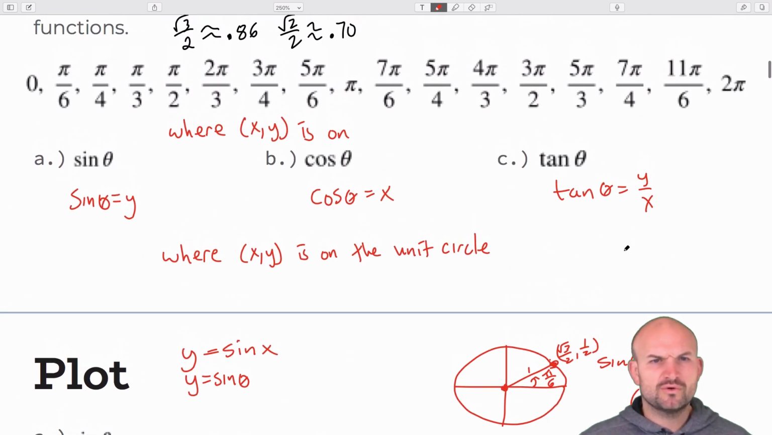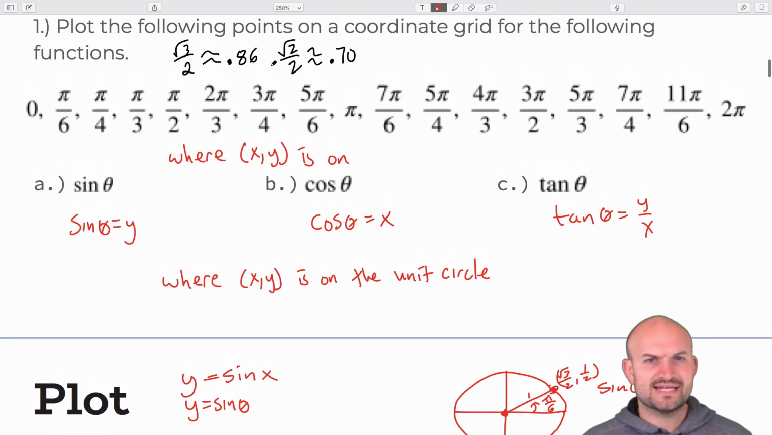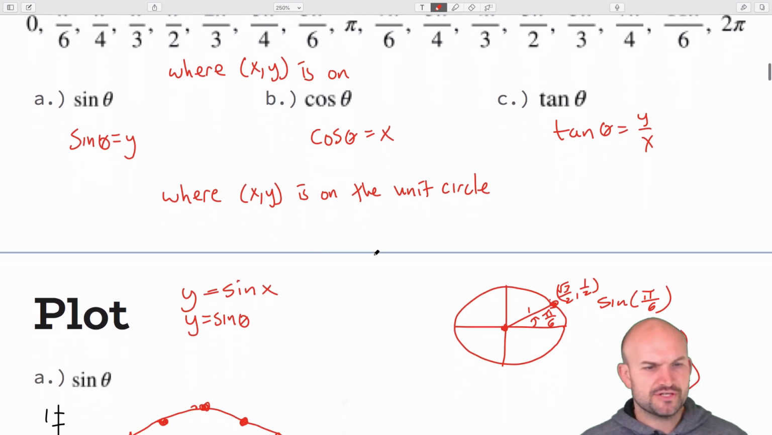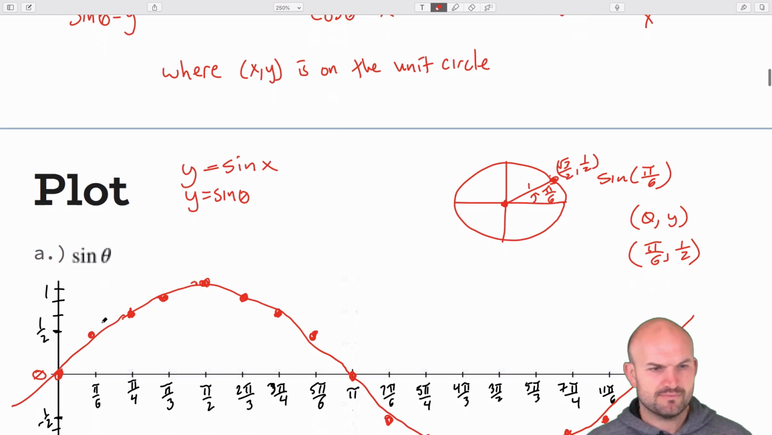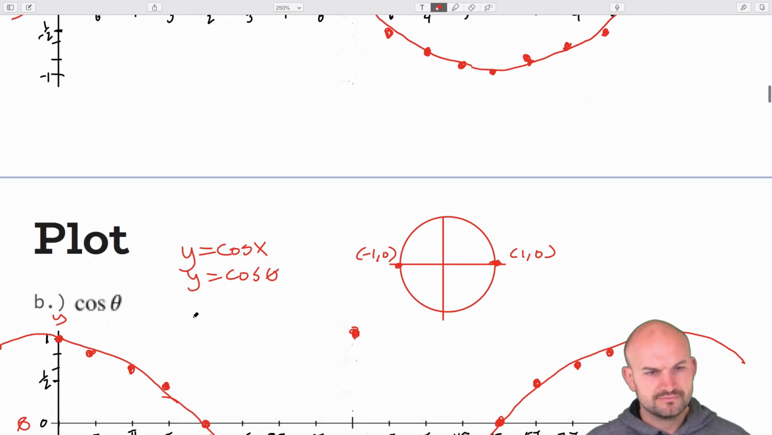The other thing, just real quick, I forgot to mention, you can see that I didn't write down these coordinate points. Square root of 3 over 2 is 0.86. Square root of 2 over 2 is 0.70. So that you can see those are the tick marks represented right there.